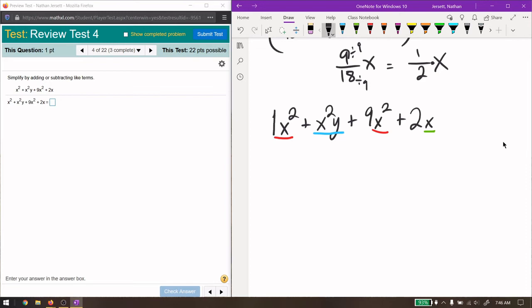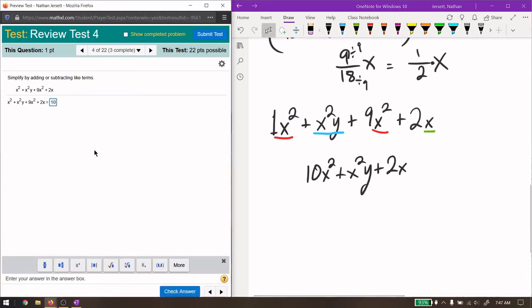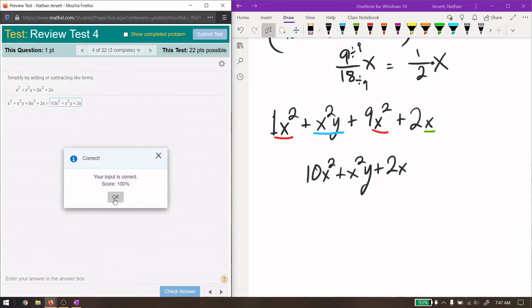This is going to be 1x squared plus 9x squared gives us 10x squared. And then the blue and the green, that's the best we can do there. 10x squared plus x squared y plus 2x. And that's correct.